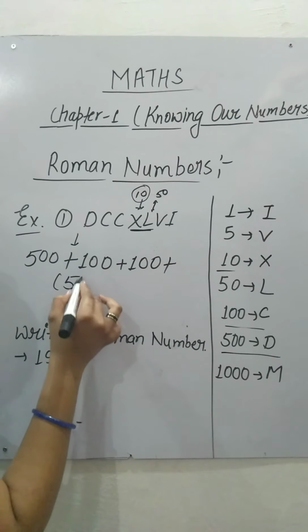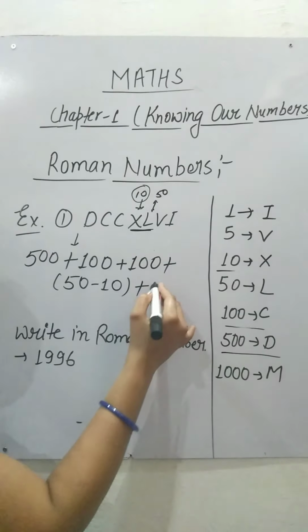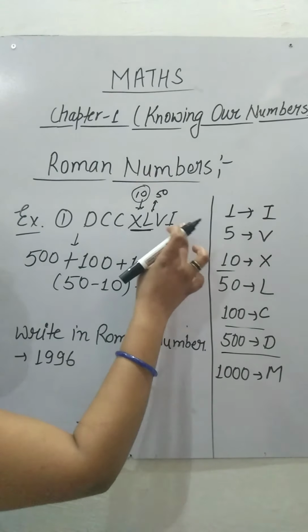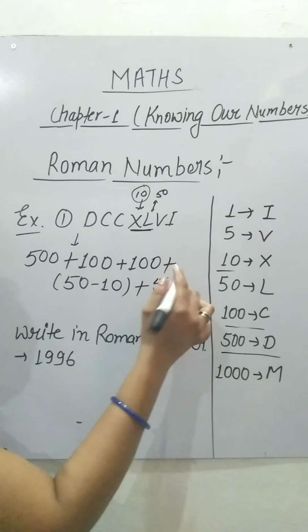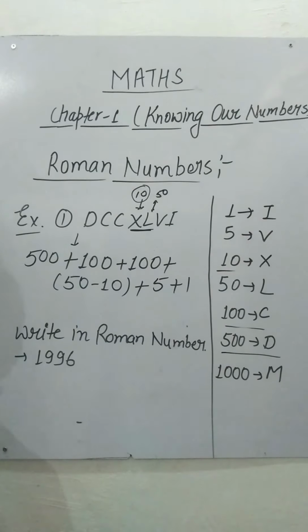So that is 50 minus 10 plus V. V is here 5, and after V we have I. That's why we will add. If it is before the V, then we will subtract them.